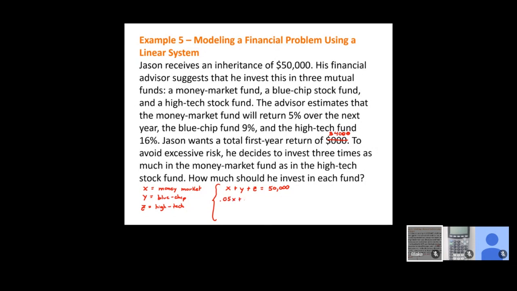Then for the 9%, it's going to be 0.09y. And then for the z, it will be 0.16z. And then we're going to set that equal to what? 4,000. Good, right? That's how much interest we want to earn on all 3 of those accounts combined. So he wants a return of $4,000. We're going to set that equal to 4,000.